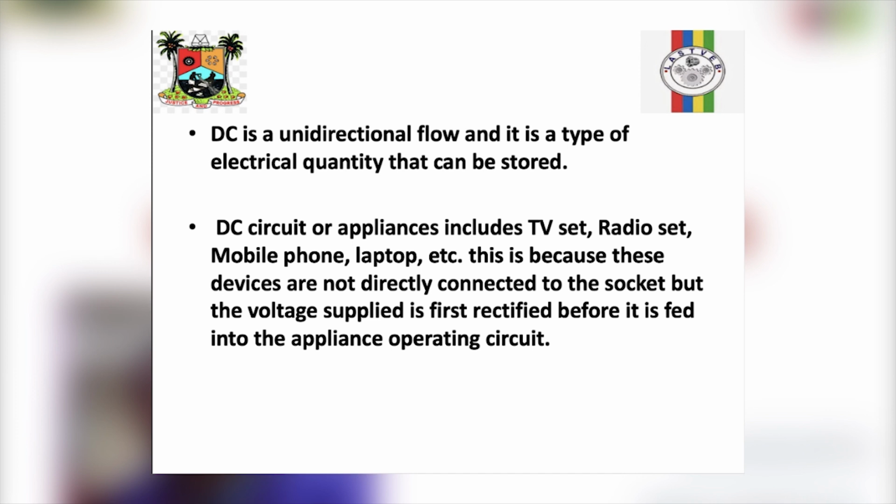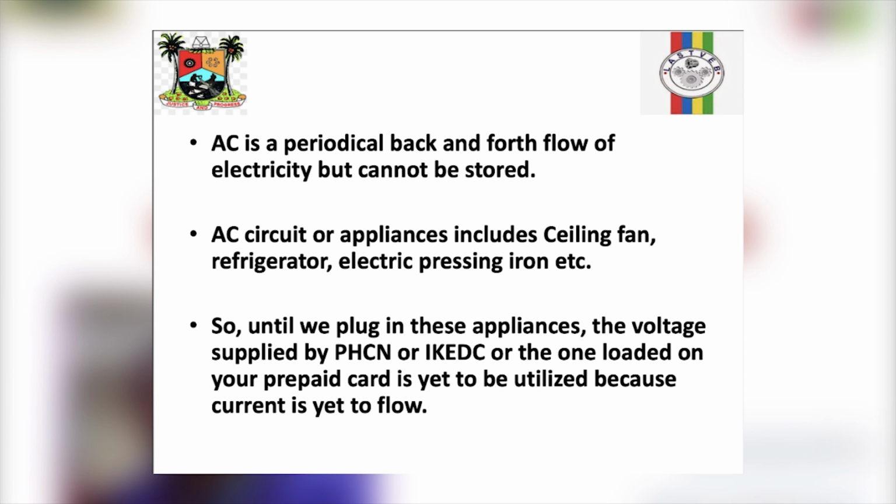As you can see, they are devices that are not directly connected to the circuit, but the voltage supplied is first rectified before it is fed into the appliance operating circuit. AC, on the other hand, is a periodical back and forth flow of electricity, but this one cannot be stored. Your ceiling fan, your refrigerator, and electric pressing iron are a few examples of AC appliances at home. So, what we are trying to say is until you plug in your appliances, the voltage supplied by the distribution companies or the one you loaded on your prepaid card is yet to be utilized because current is yet to flow.